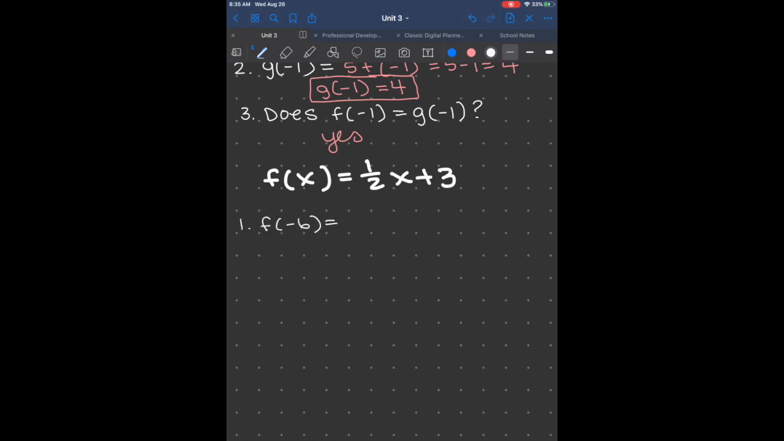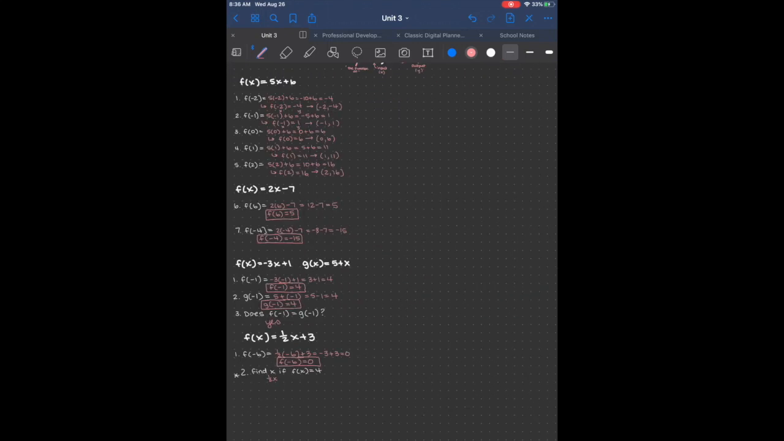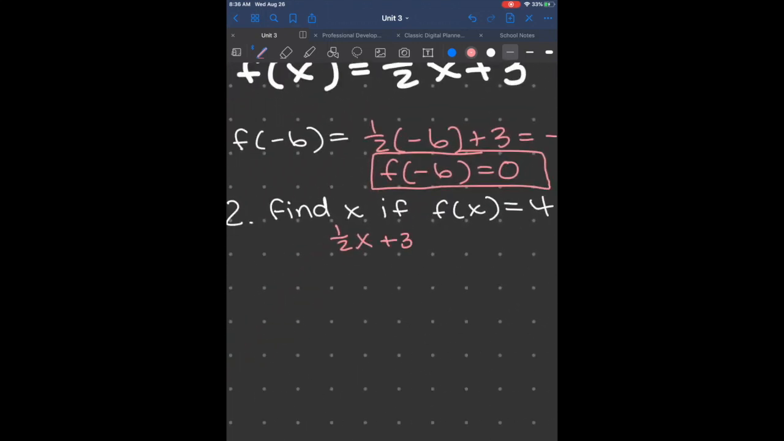So let's say we have f of x equals 1/2 x plus 3. And I want to know f of -6, so I plug in -6, and that equals 0. So f of -6 equals 0. Now I want to know what x is if f of x equals 4. So this is a different equation. So that means that we set our equation equal to 4, and then we solve for x.